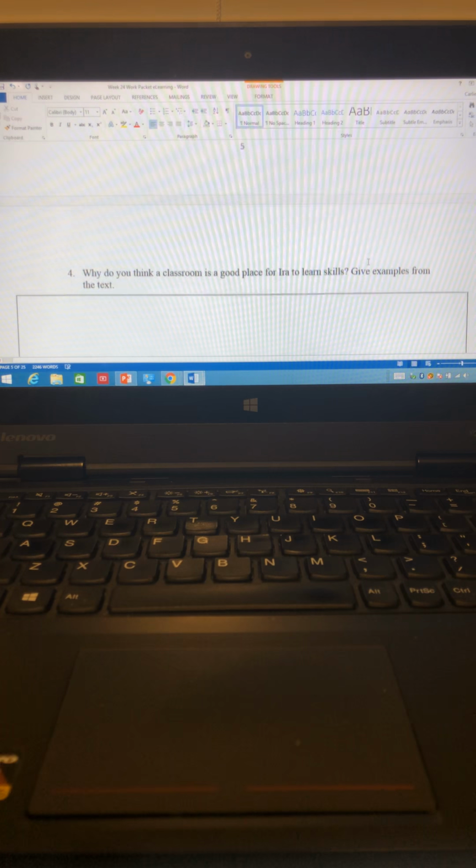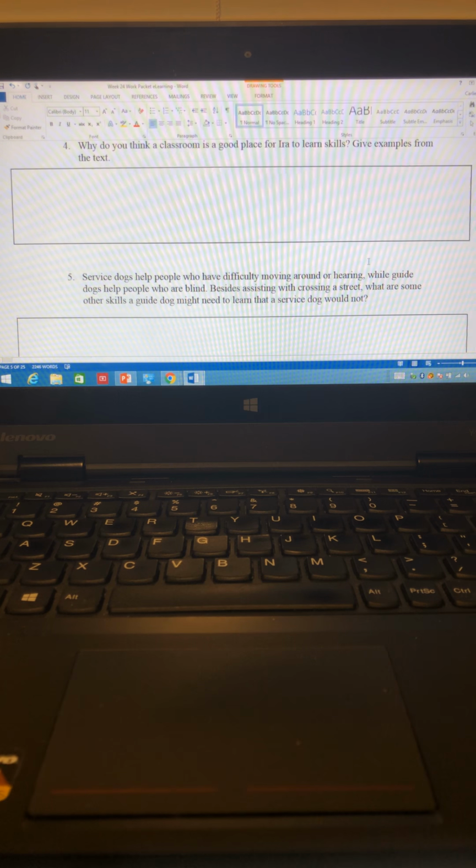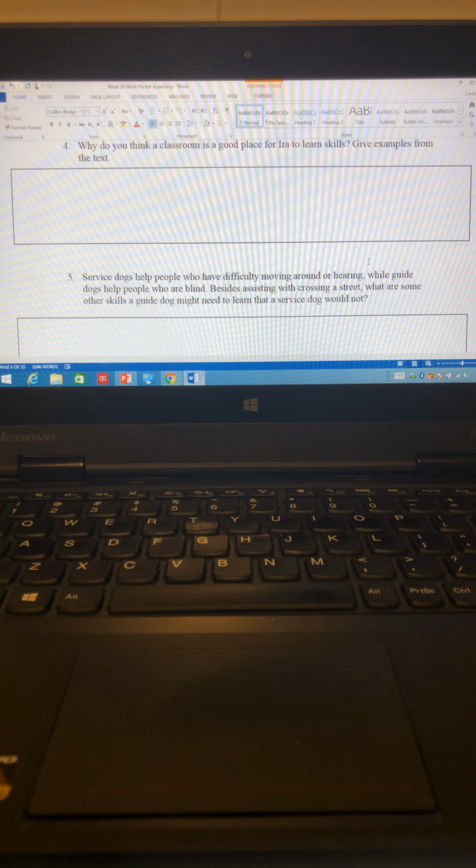The rest of your assignment today, I'm going to ask you to please make sure you do questions 4, 5, and 6 that go with The Right Dog for the Job. Question 4 says, why do you think a classroom is a good place for Ira to learn skills? The second part of the question, give examples from the text. So give me 2 or more ways you can prove that the classroom is a good place for Ira to learn these skills.